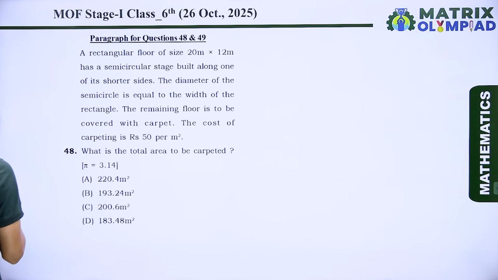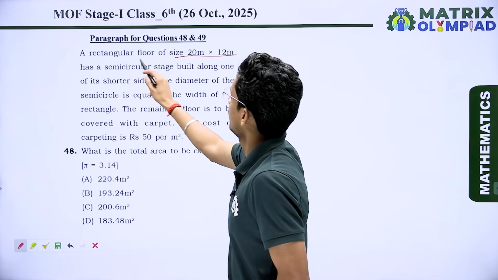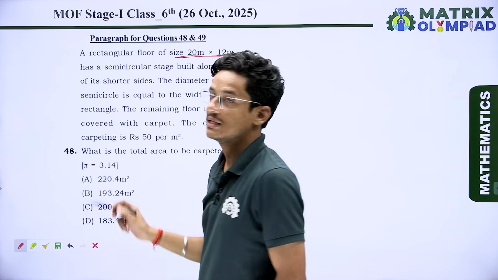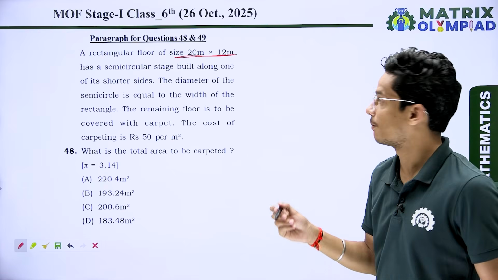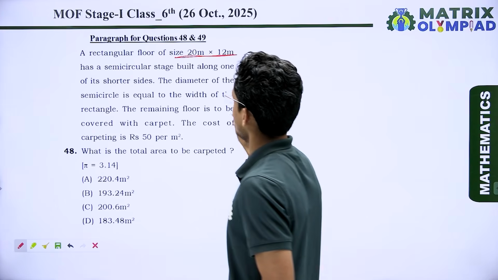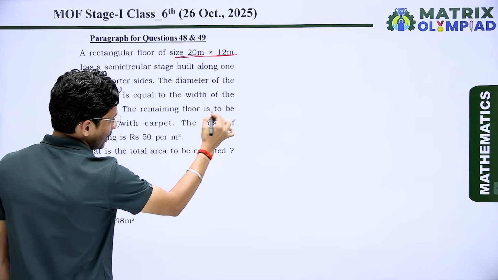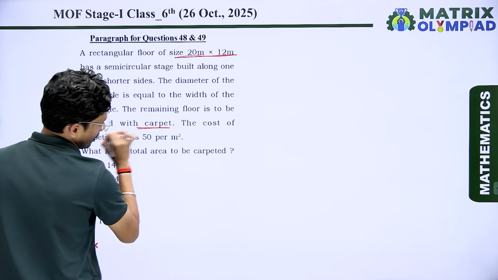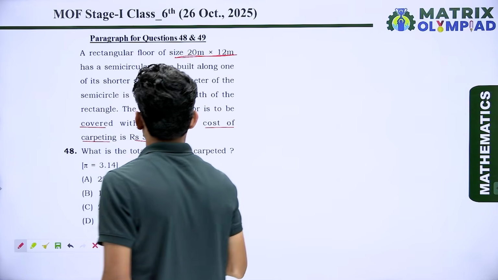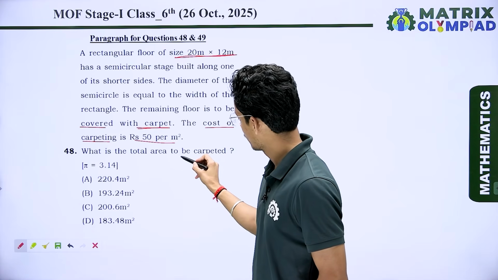So now the next question, which is based on a paragraph: a rectangular floor of size 20 meter multiply 12 meter has a semicircular stage built along one of its shorter sides. The diameter of the semicircle is equal to the width of the rectangle. The remaining floor is to be covered with carpet. The cost of the carpeting is rupees 50 per meter square. Now the question is, what is the total area to be carpeted?